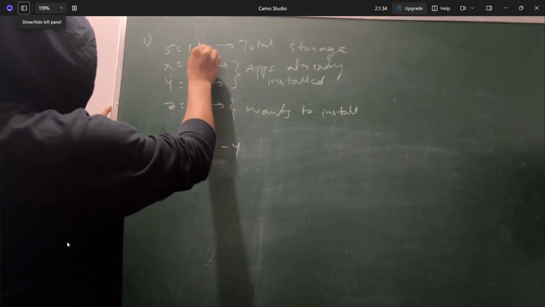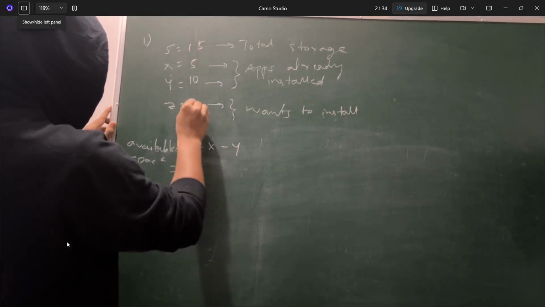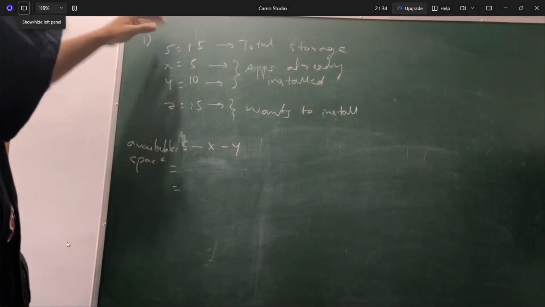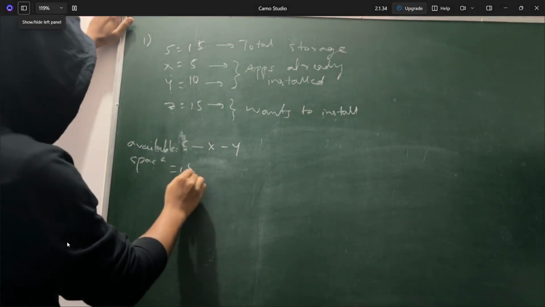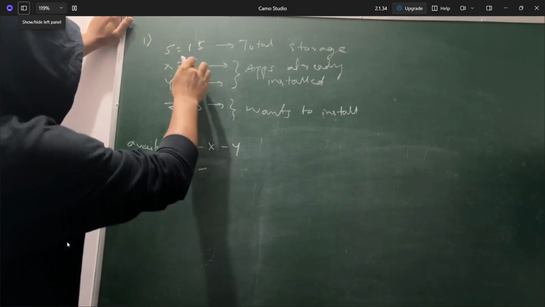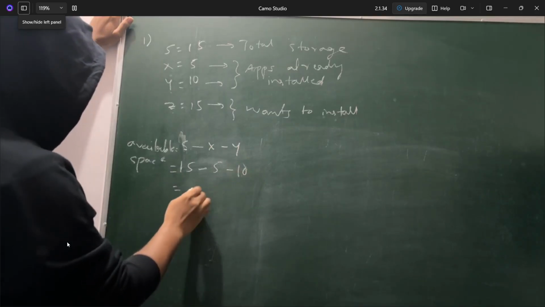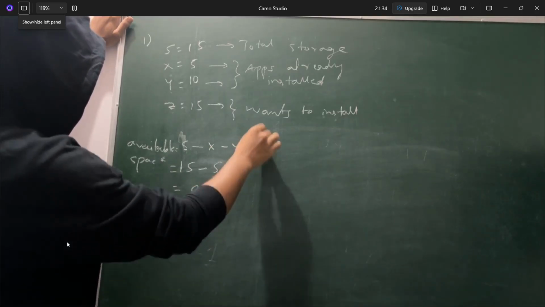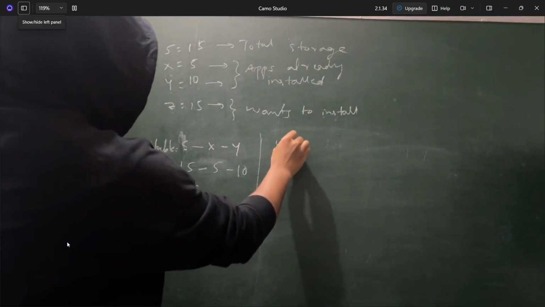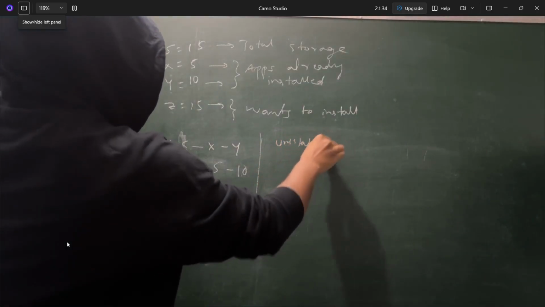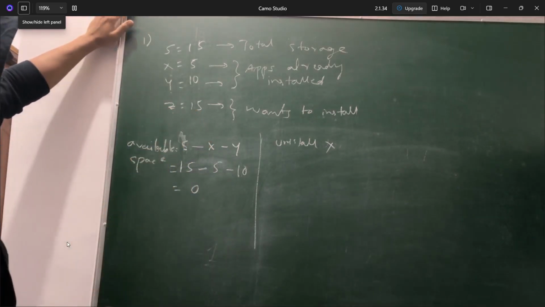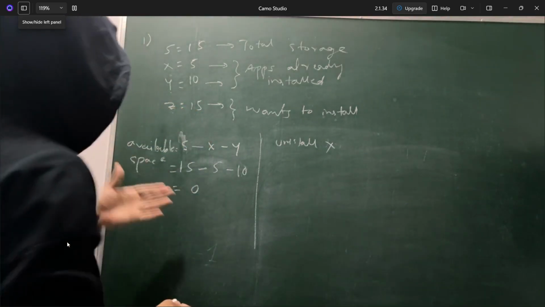So it is 15, 5, 10, 15. If you try to see, he has a space of 15, and X is an app size of 5, and 10 is again Y's app size. So available space is 0 in this case. Now let's try to uninstall X. He wants to install an app whose size is 15 MB, but there's 0 space.